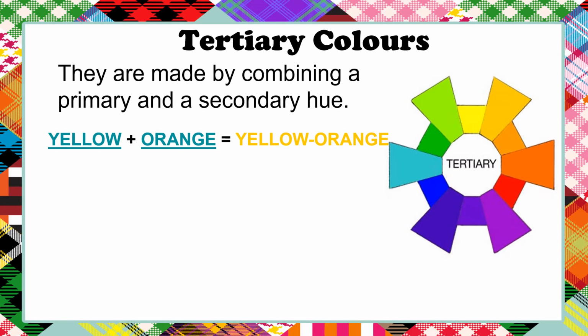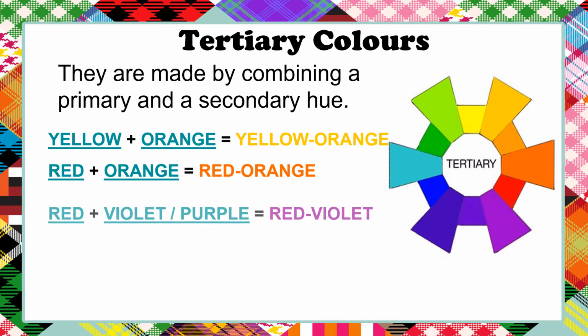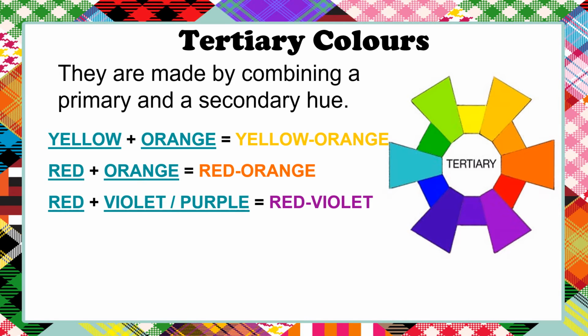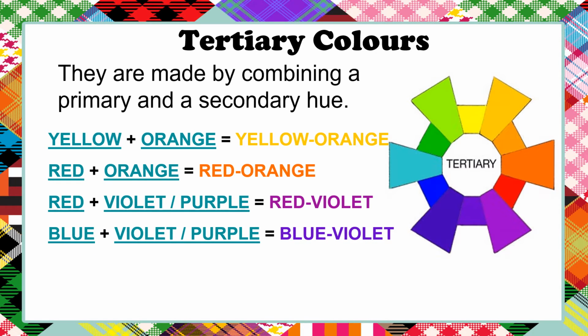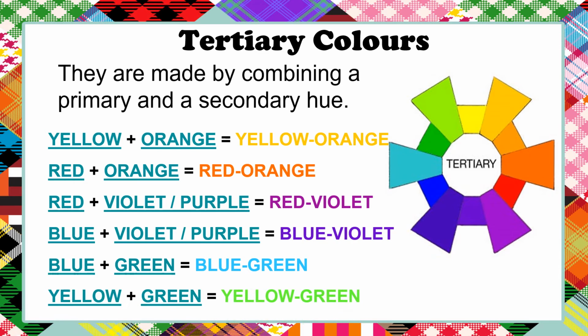Yellow added to orange gives you yellow orange. Red added to orange gives you red orange. Red added to violet gives you red violet. Blue added to violet gives you blue violet. Blue added to green gives you blue green. And yellow added to green gives you yellow green. And these are your tertiary colors.